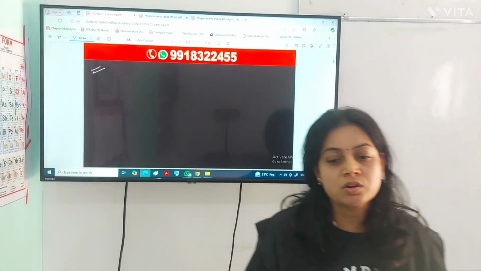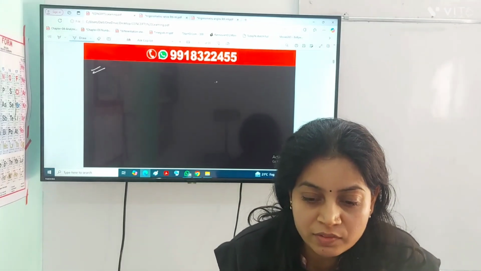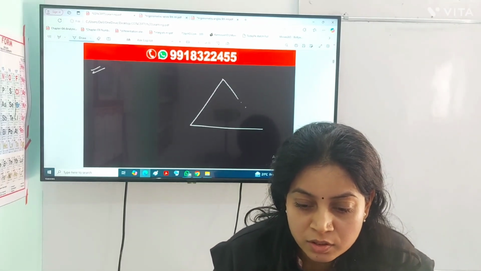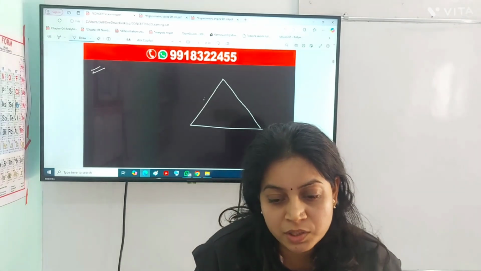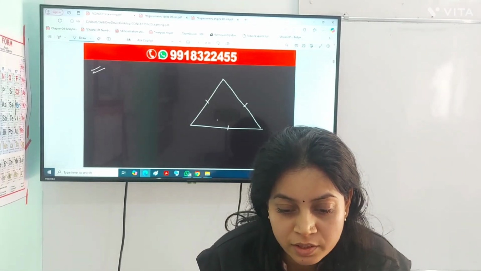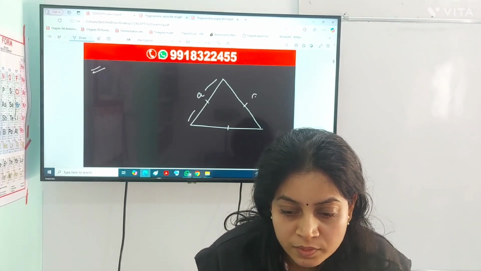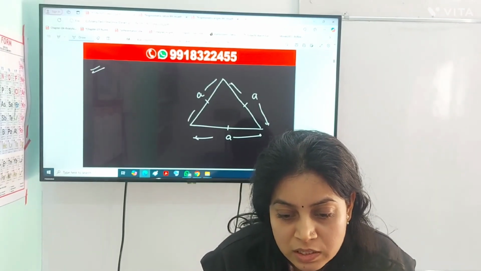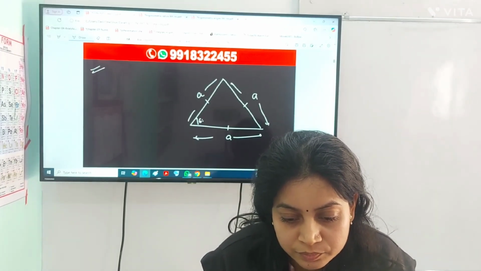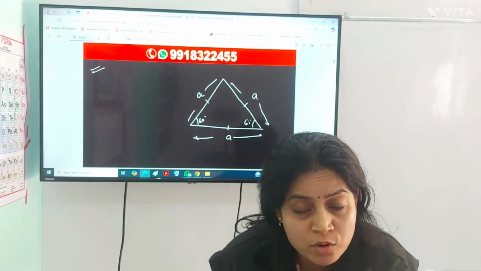It's very simple. And after that, for 30 degree and 60 degree, these are also the standard angles for which I will do the derivation. But this is very simple. I am taking the equilateral triangle. Equilateral triangle means that all the sides of the triangle are equal. And as you all know that in the equilateral triangle, each angle is 60 degree.